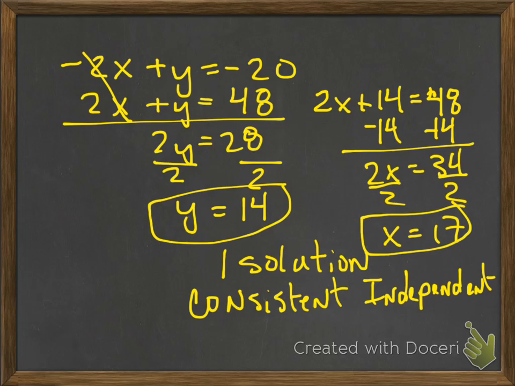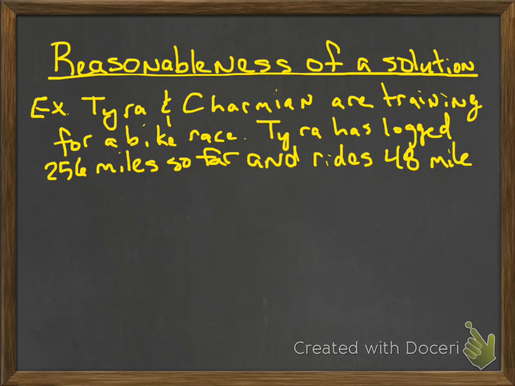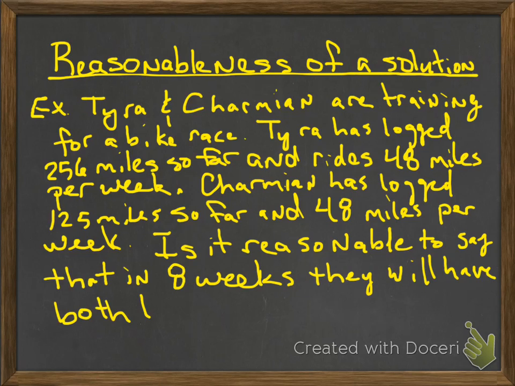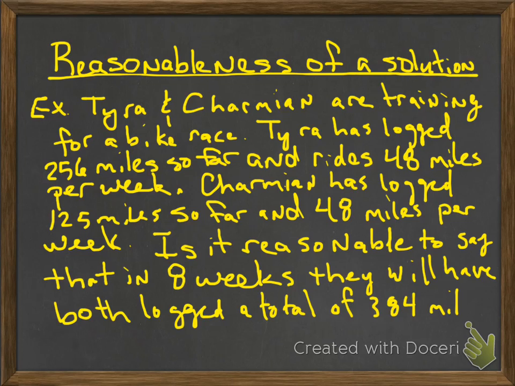Let's talk about reasonableness of a solution. Okay, here is an example. I'm going through it kind of quick, fast forwarding a little bit, and we'll see where I end up. Tyra and Charmian are training for a bike race. Tyra has logged 256 miles so far and rides 48 miles per week. Charmian has logged 125 miles so far and rides 48 miles per week. Is it reasonable to say that in 8 weeks they will have both logged a total of 384 miles? If you did 8 times 48, you would get 384.